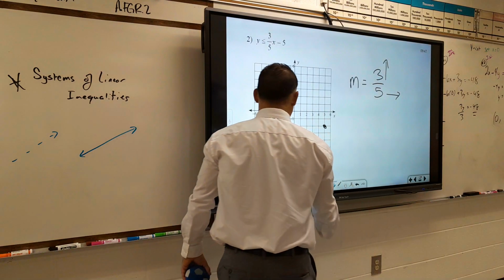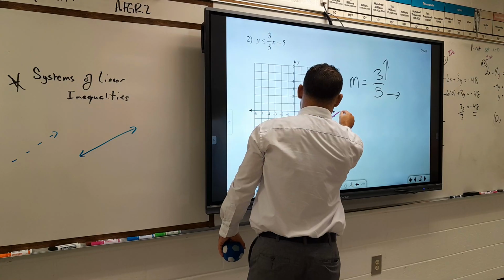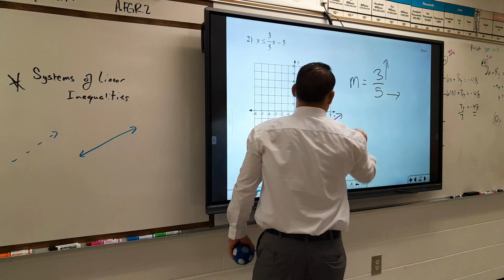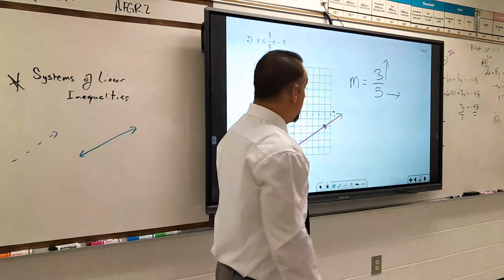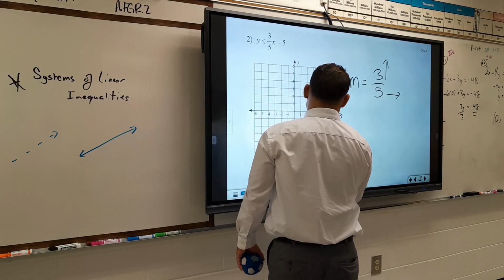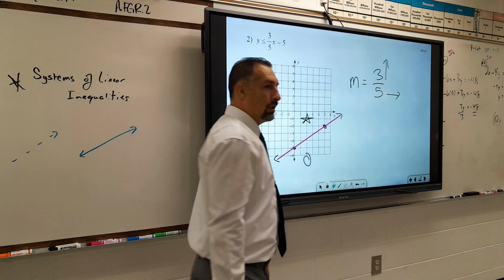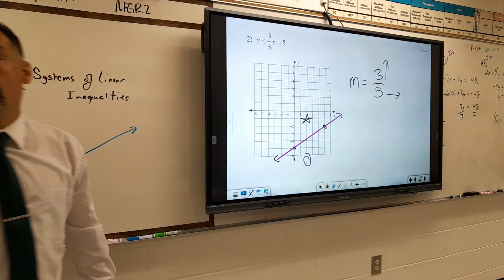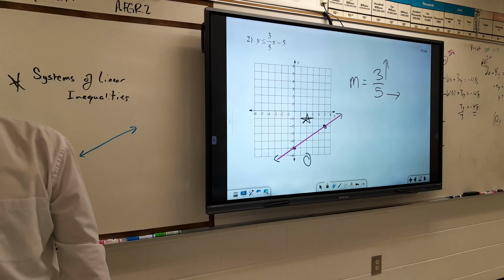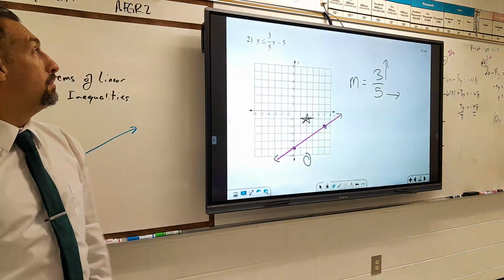Let's go with pink. We'll have a star and we'll have a circle. Okay. Which one is above, the star or the circle? The star. The star is above.